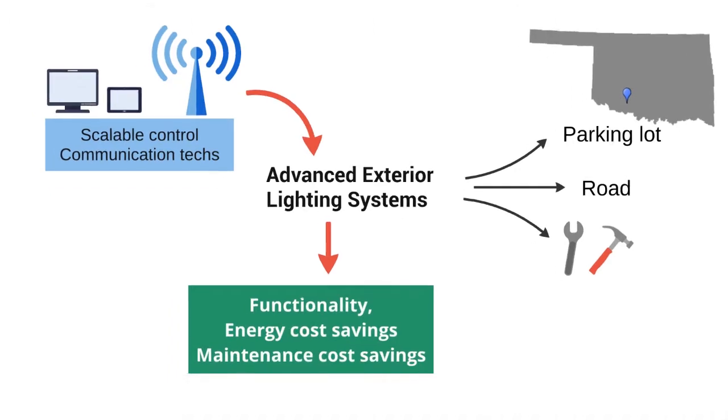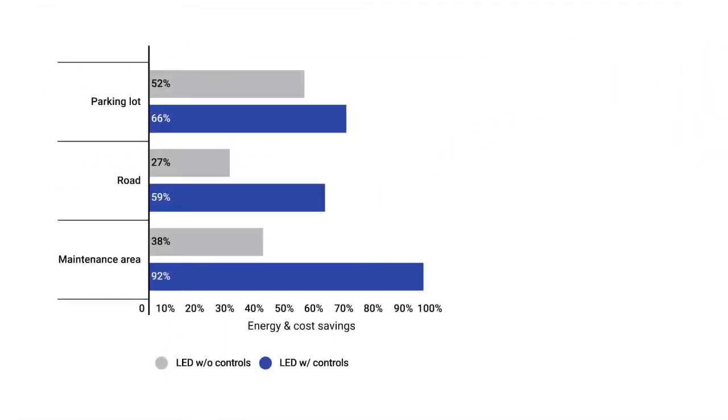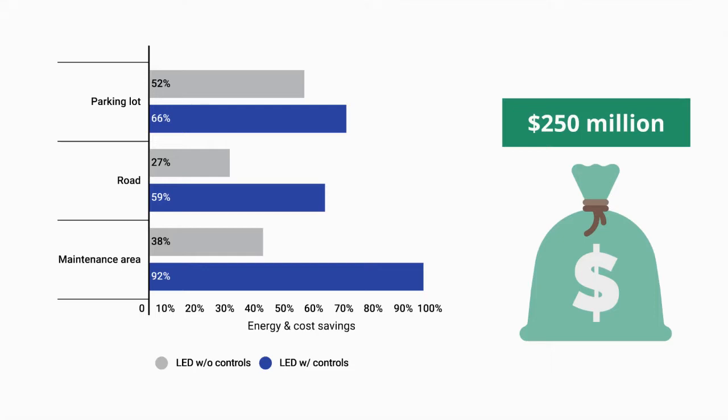And the results of the experiments are showing that these advanced LED light sources with controls can bring big cost savings, maybe 60 to 90%, depending on the application areas and the usage patterns. Okay, so that's quite a bit of energy savings. It's equivalent to about $250 million in energy expenses annually if this system was implemented universally.